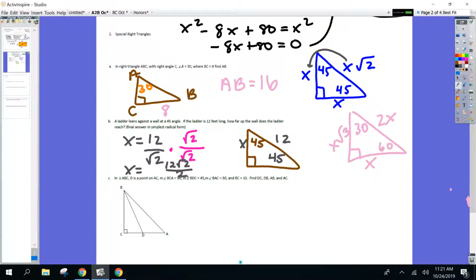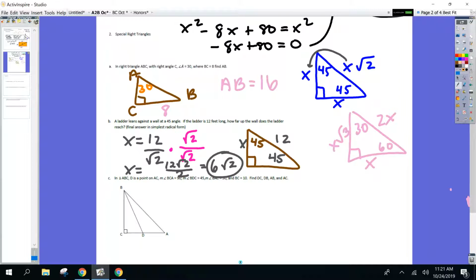Yep. Is that what you mean by cancel? Yeah, I don't think so, because you just thought they wiped out. And bad news, there's still one more step here to simplify. What can you still do? Divide 12 by 2 and get a final answer of 6 radical 2.